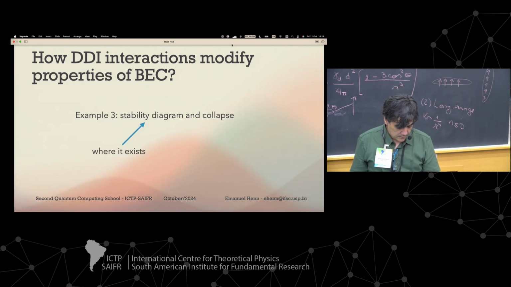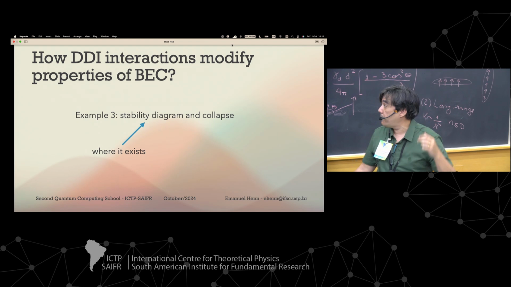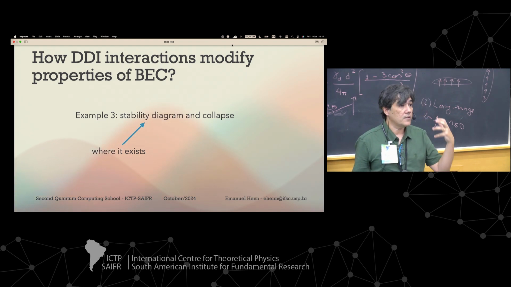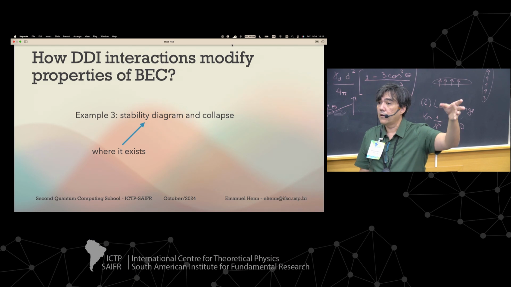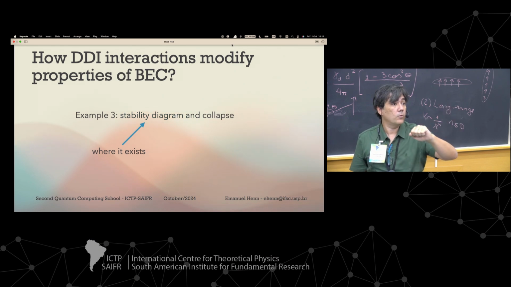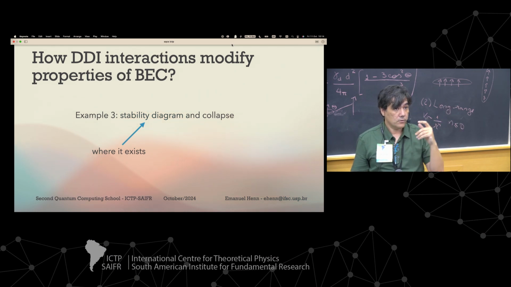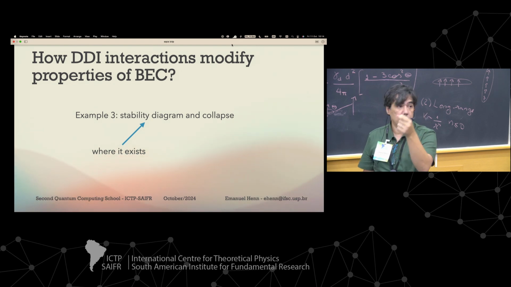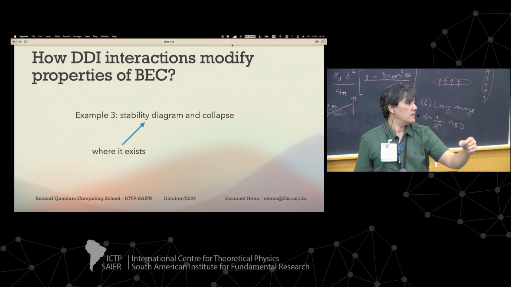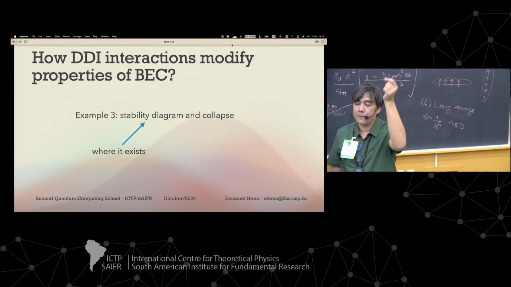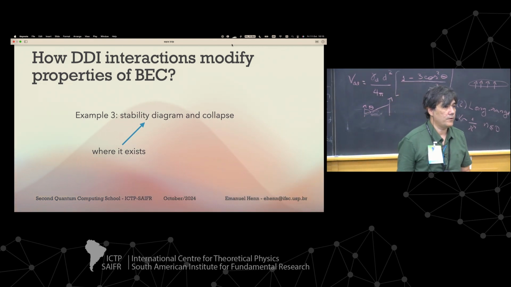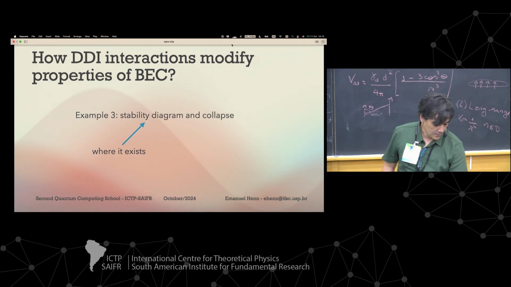Essentially, the stability diagram is where in the parameter space a BEC exists. I told you a few minutes ago that for negative interactions, it explodes. It doesn't exist anymore. So the stability diagram is a map of where it's stable and where it's unstable. And the collapse is what happens if I move quickly from the stable to the unstable region, so how it explodes.